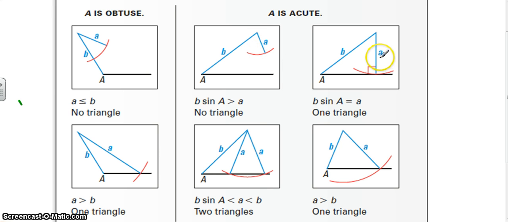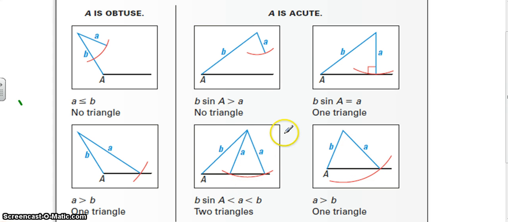The other thing that can happen when A is less than B is that A can come straight down and just touch this side of the angle, which would make a right triangle. So you would have one triangle. Another thing that can happen is if A is larger than B, A would have to swing out this way and it can only touch in one place. So you'd have one triangle.